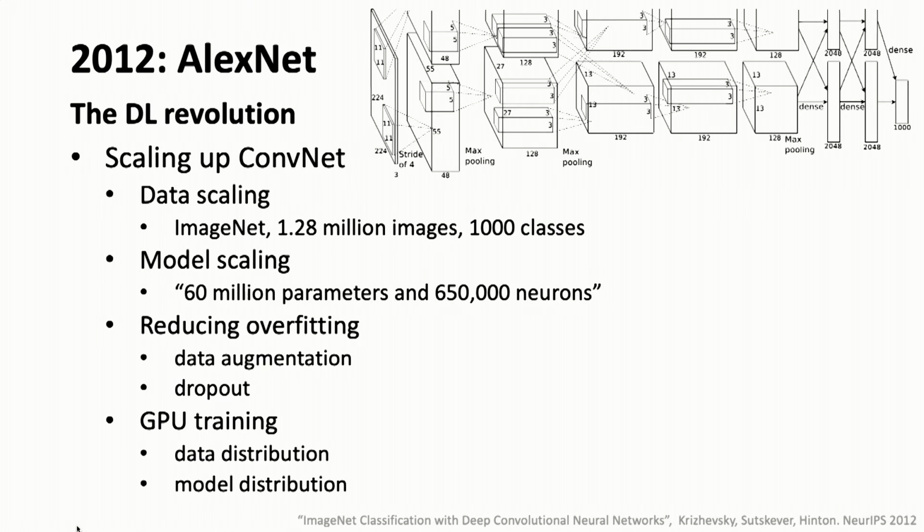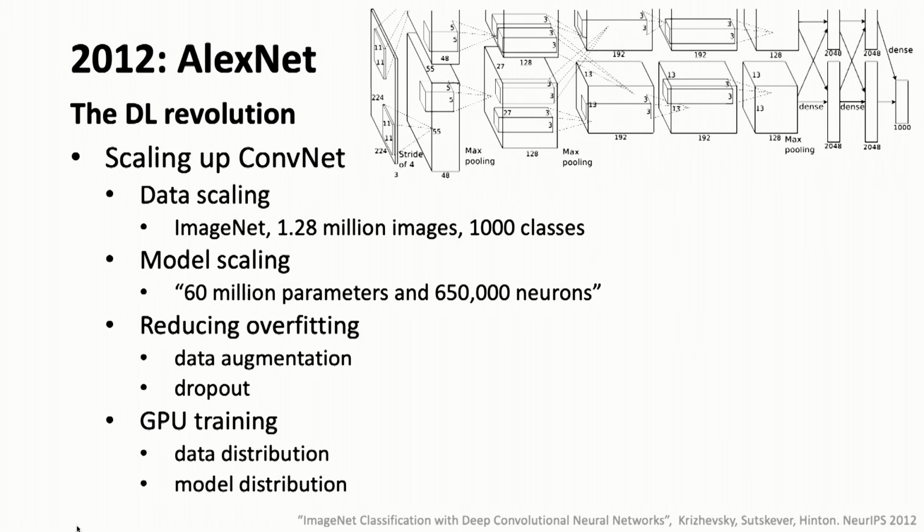Then the real revolution of deep learning happened in 2012, and it was introduced by the AlexNet paper. In my understanding, there is only one thesis in this AlexNet paper, which is to scale up convolutional neural networks. The scaling up involves several aspects. The first aspect is about the data. AlexNet was trained on the ImageNet dataset, which has 1 million images and 1,000 classes. At that time, it was way bigger than many of the other datasets that people had been studying.